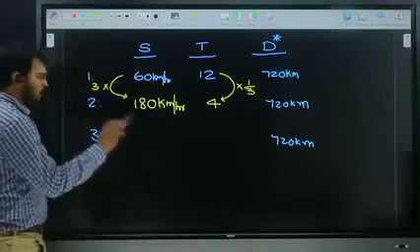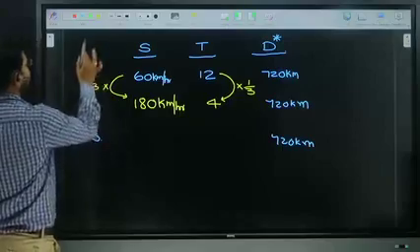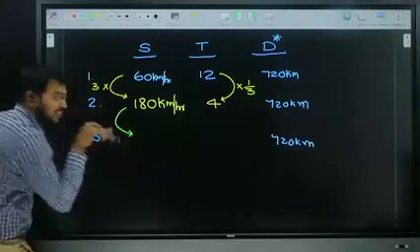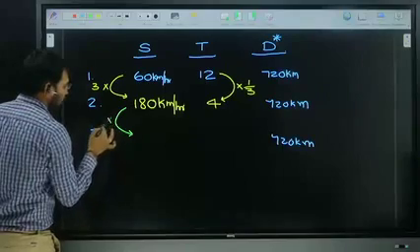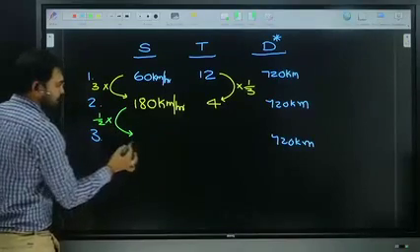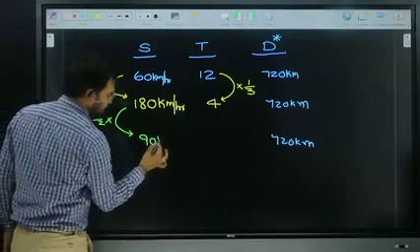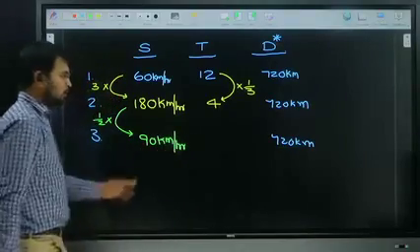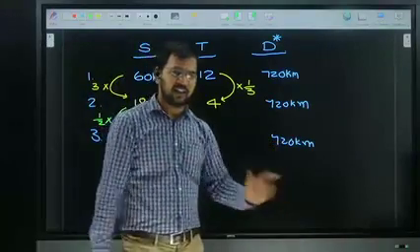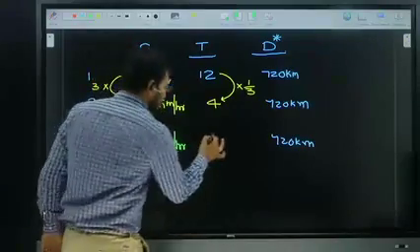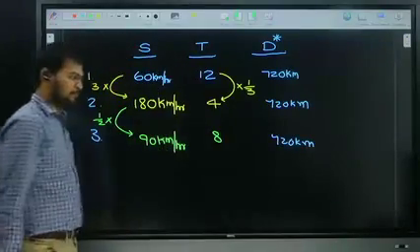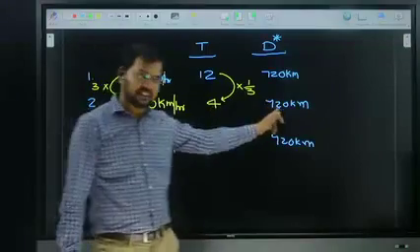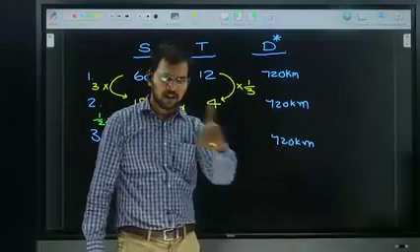In the next case, all of you look at me, speed decreases. Speed becomes half, which is 90 kilometers per hour. With 90 kilometers per hour, to travel 720 kilometers distance, how many hours will it take? 8 hours. Here speed decreases, time increases, when distance is constant.